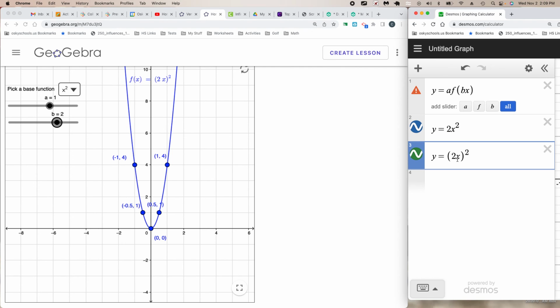The easy way to tell is, am I multiplying inside the parentheses? Yes. Then that means horizontal. If I'm not multiplying inside the parentheses, then it's going to be vertical.